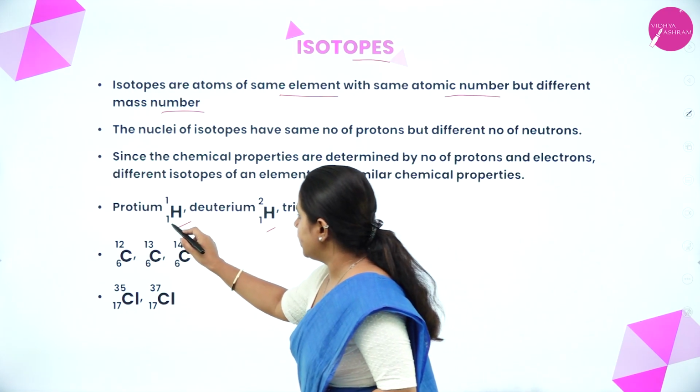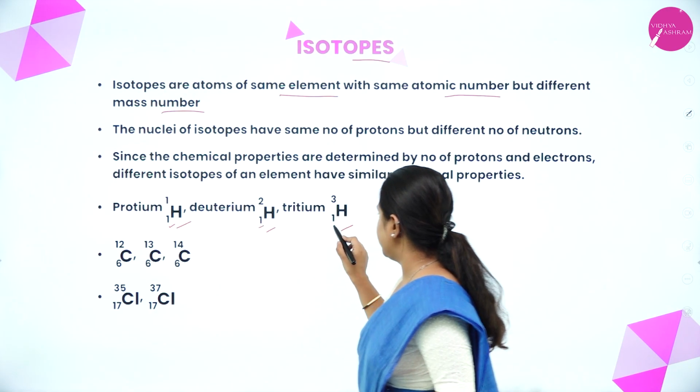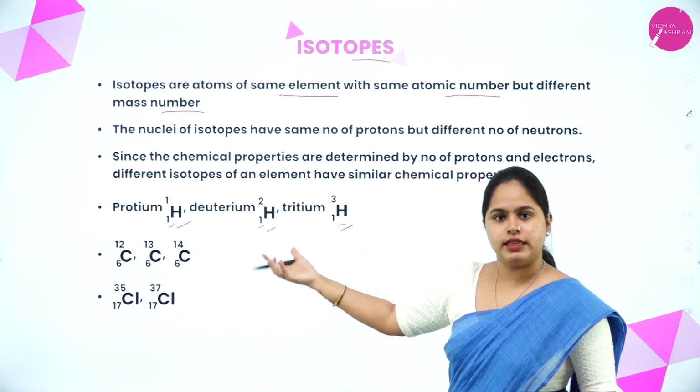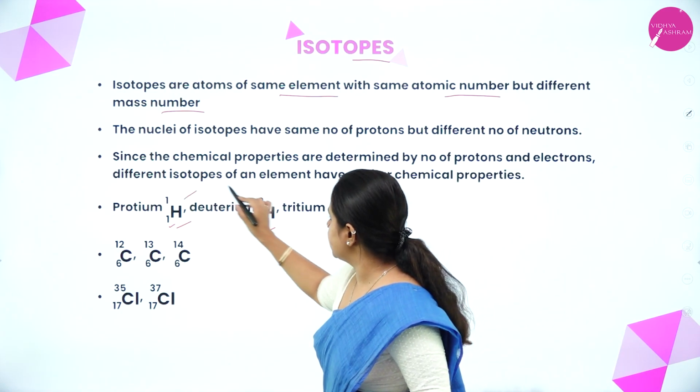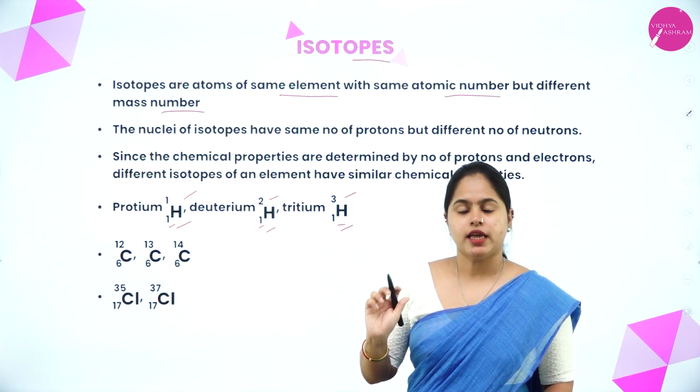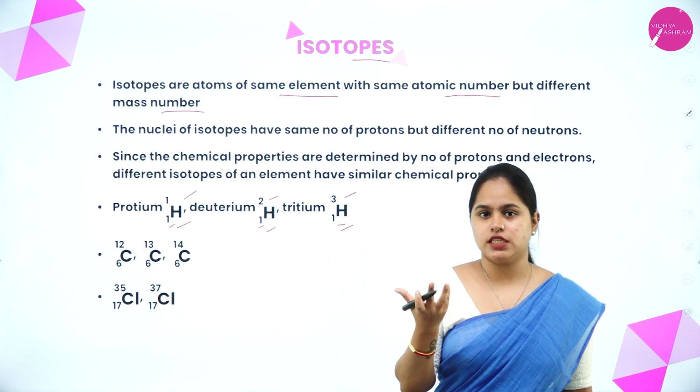As you can see here, it is 1 here, here also and here also. Yes, the atomic number is the same for all these three, and the mass number is differing. Here it is 1, here it is 2 and here it is 3. Right? So you can remember it in this way.